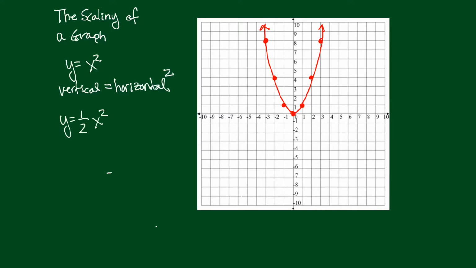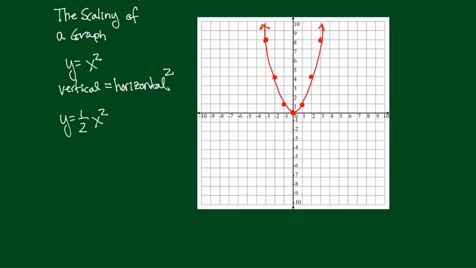1/2 x squared. Now, what this says in terms of verticals and horizontals is that the vertical movement that you make is 1/2 of the horizontal squared. So your vertical is going to be 1/2 of the square of the horizontal. Let's get a picture of that.